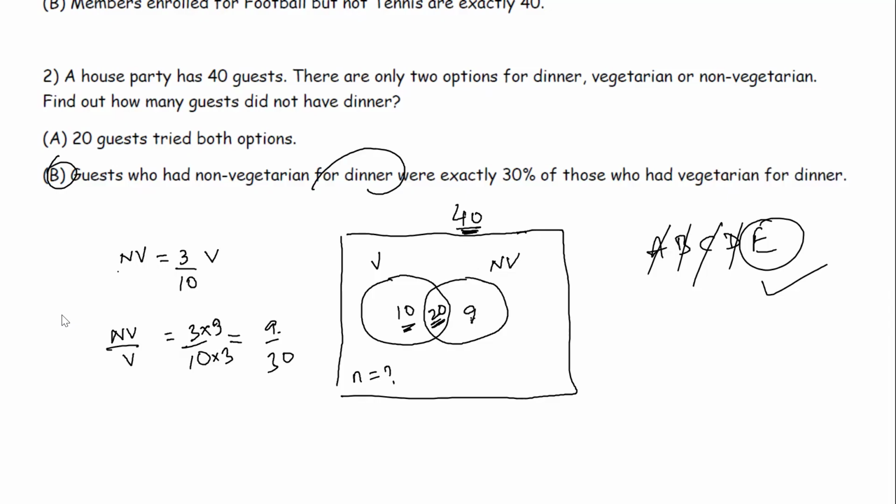If you just take it as 3 and 10, then also there's 20 in the middle. If you take 10 twos are 20 and 3 twos are 6, right? So the whole thing should be 6, right? Guests who had non-vegetarian for dinner were exactly 30% of those who had vegetarian for dinner.